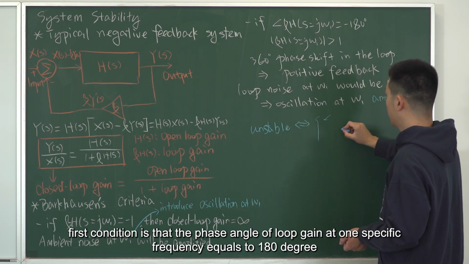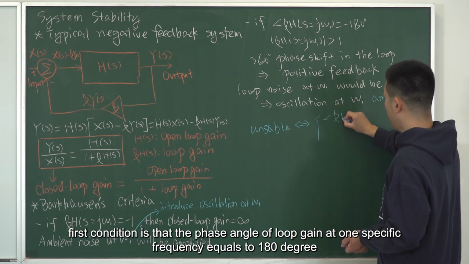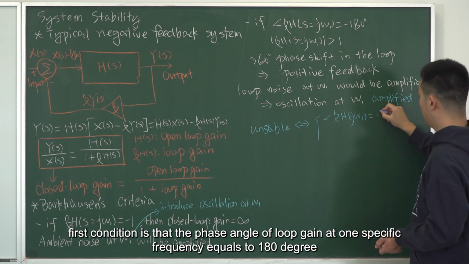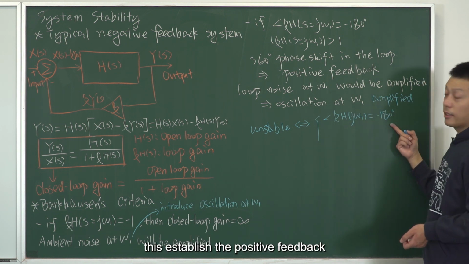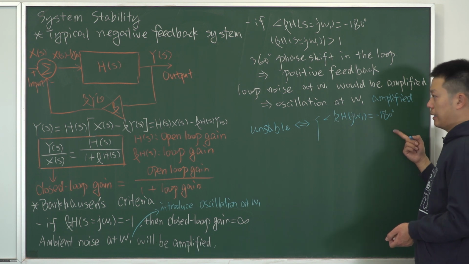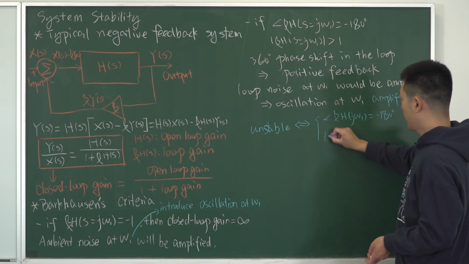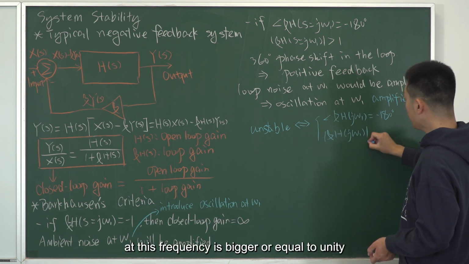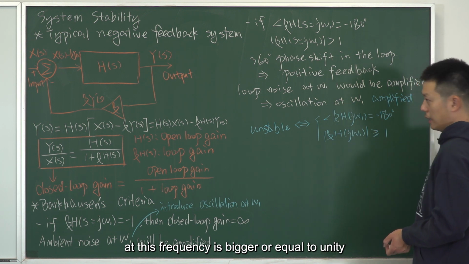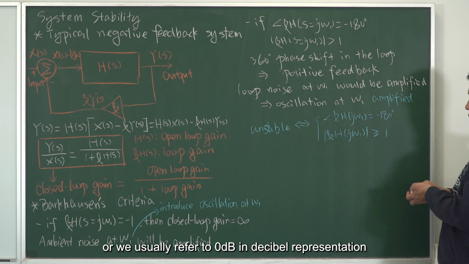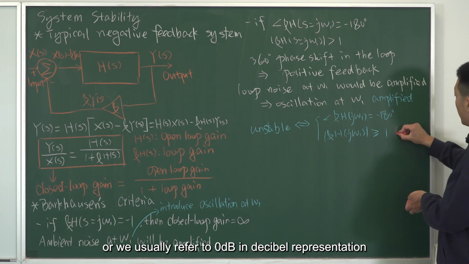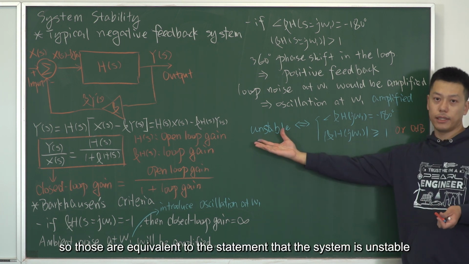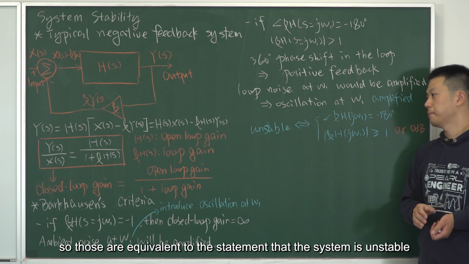First condition is that the phase angle of loop gain at one specific frequency equals 180 degrees. This establishes the positive feedback. And the second condition is that the amplitude for the loop gain at this frequency is bigger or equal to unity. Or we usually refer to 0 dB in decibel representation. So those are equivalent to the statement that the system is unstable.